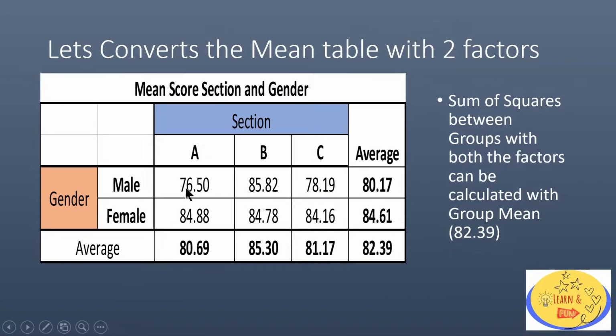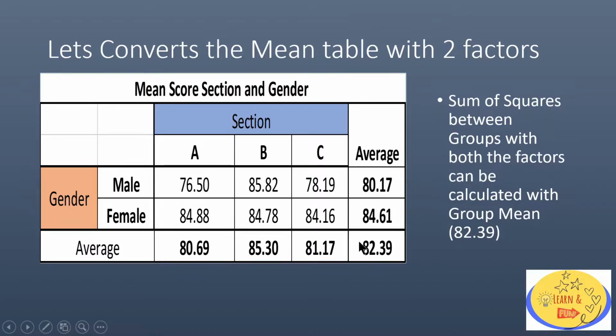76.50 is the mean of male members in section A. Same thing, the mean of male members in section B, and the mean in section C. Like that we have done, so from here the section A male mean is this much, and section A female mean is 84.88, and then the grand mean of section A is 80.69. Like that, if you do it for section B, section C, and then you get the final one.